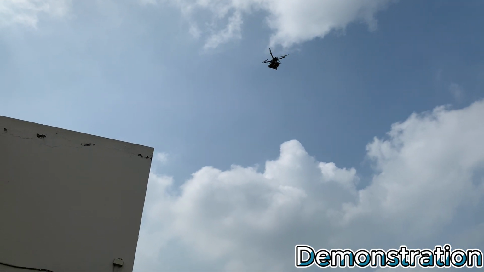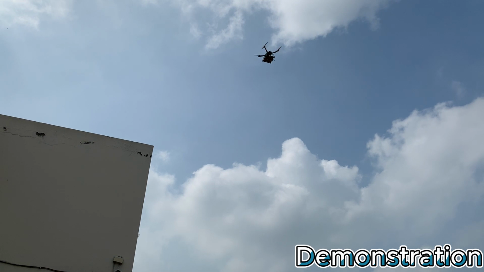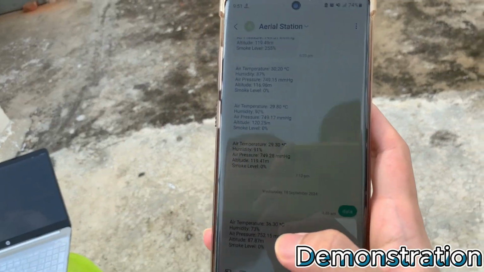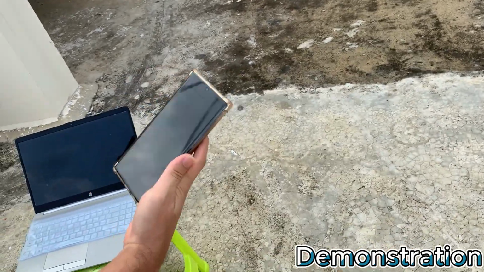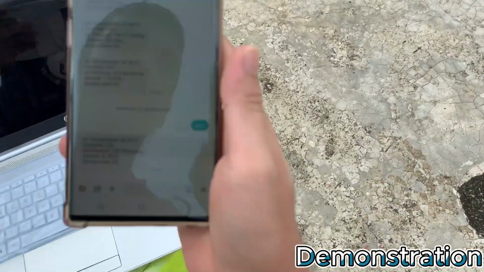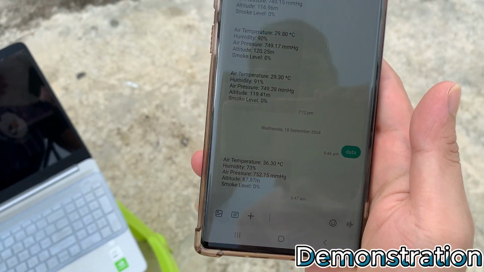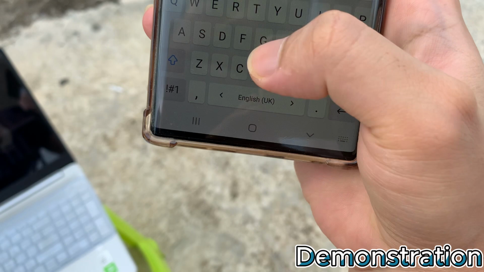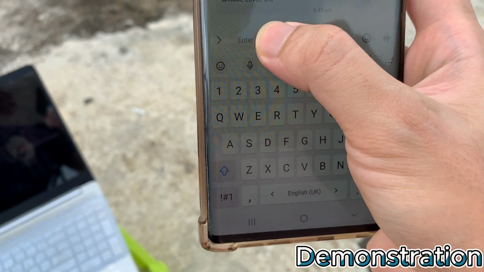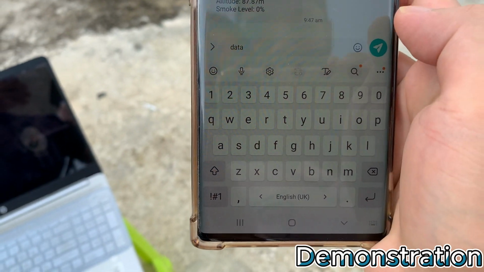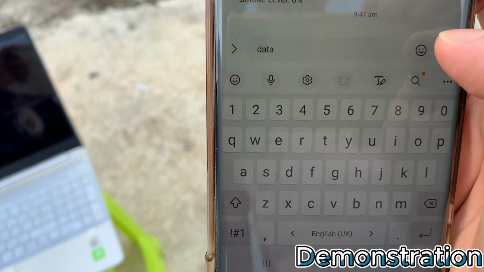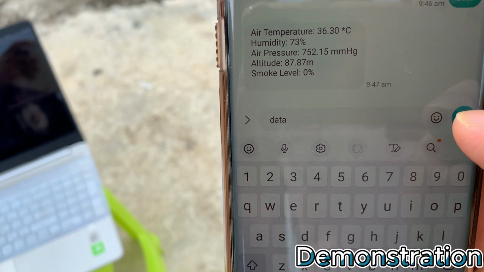Yes, fine. Okay. So right now, I'll be sending the command data from my cell phone. I believe you can see my cell phone. Maybe not that clearly. Get it here. I believe you can see my cell phone. So I will be sending the command data from my cell phone. Make sure that it's visible on the screen. Yes, I believe you can see that I'm sending the data command from my cell phone.